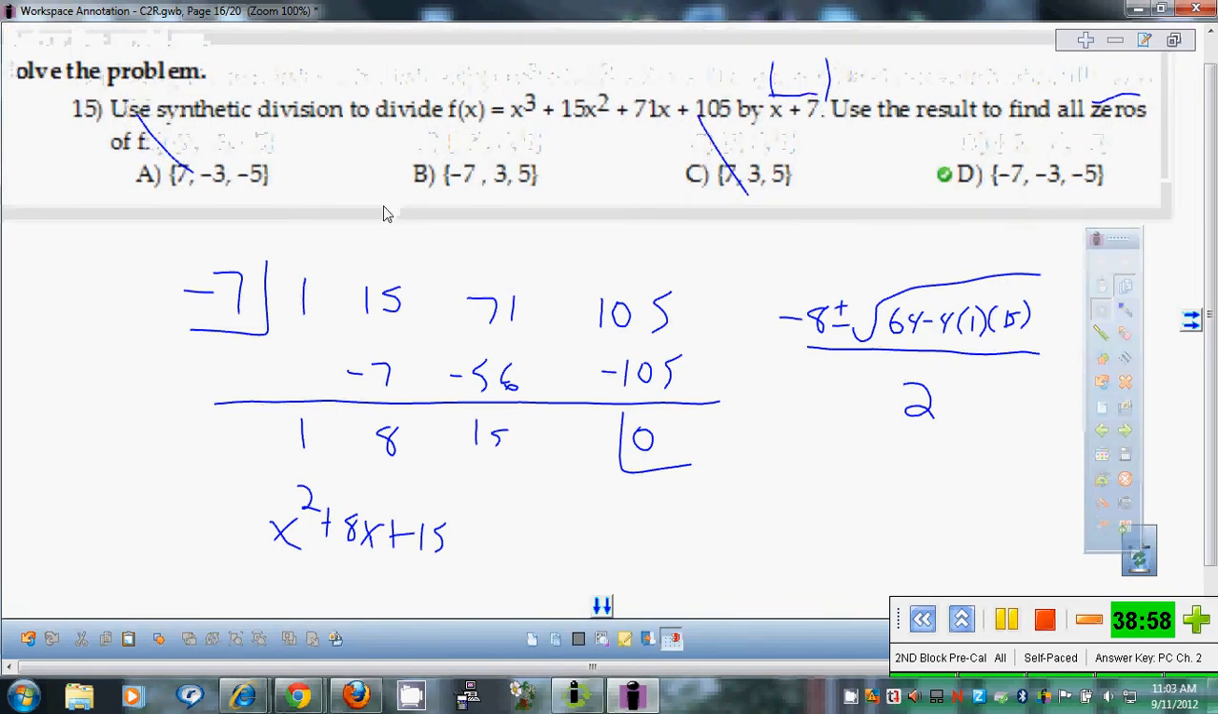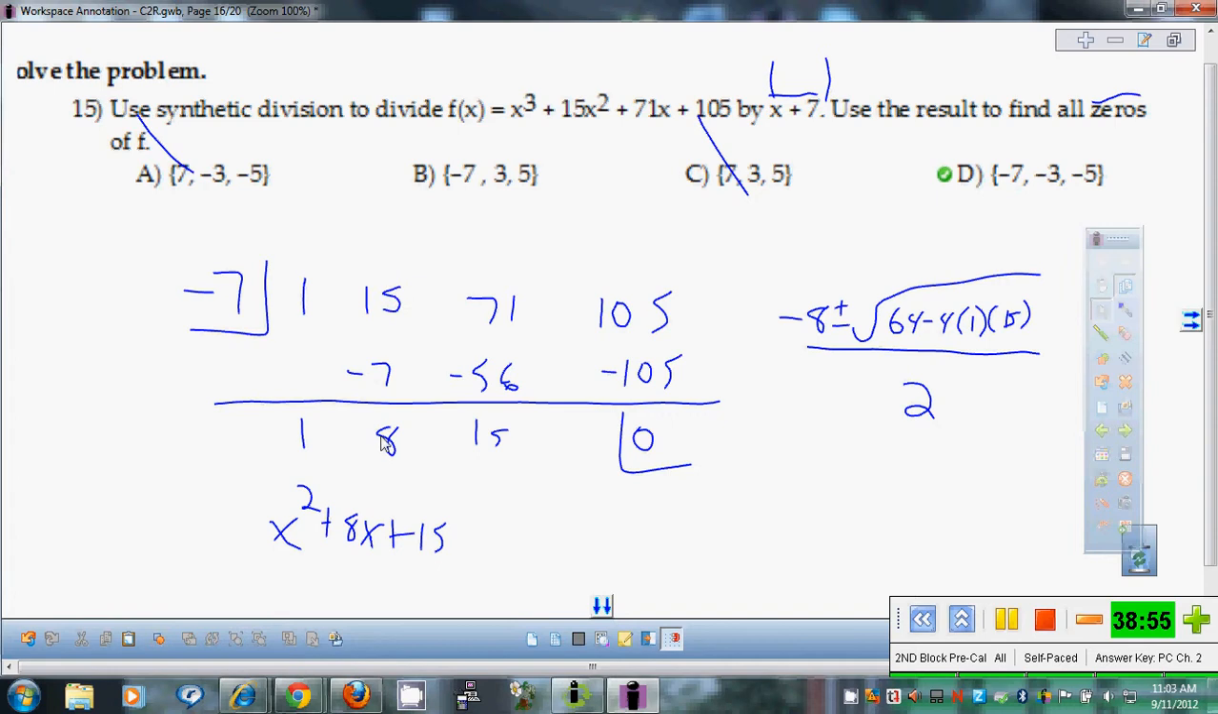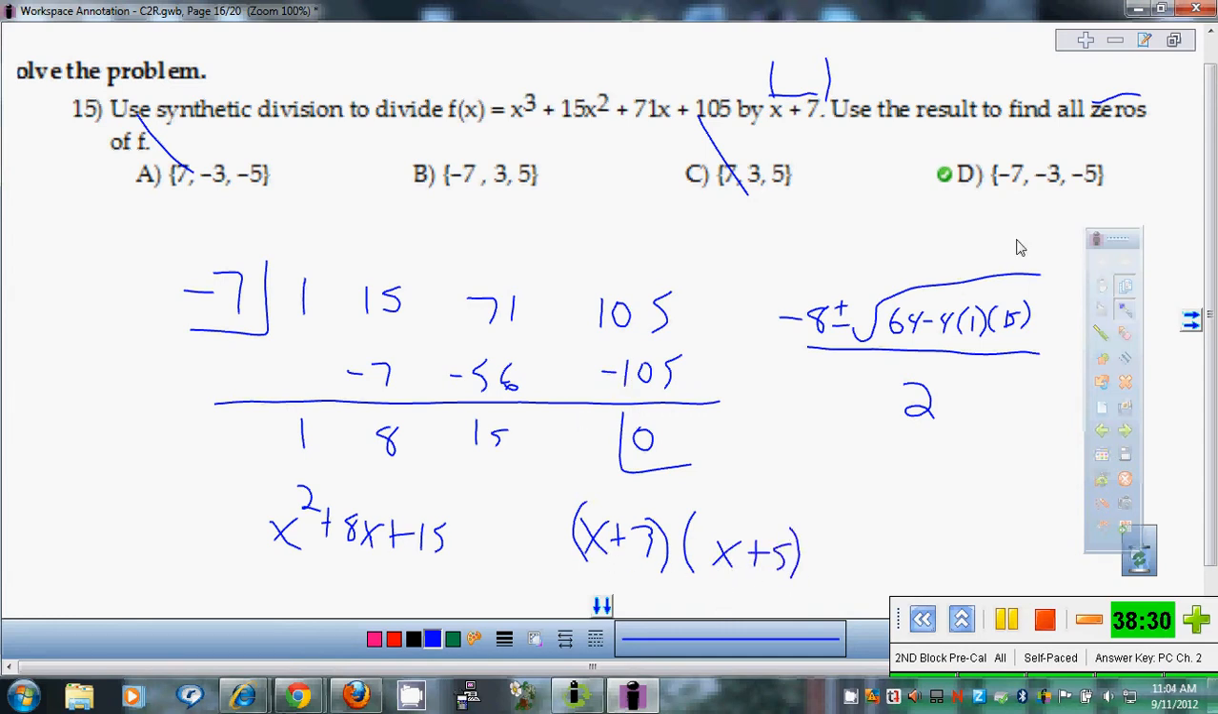I thought it was B. Where did I go wrong? Touche. That would give you x plus 3, x plus 5, and I did the same thing that Chris did in the beginning. I didn't listen to my own advice. I took the numbers directly as they were, but I actually needed to take the opposite. What's going to make them 0?